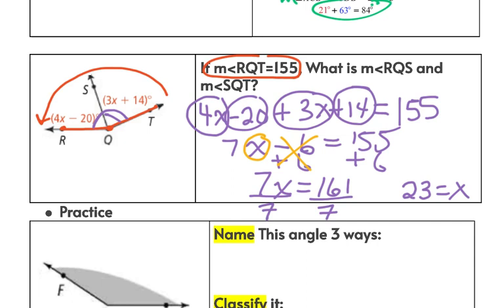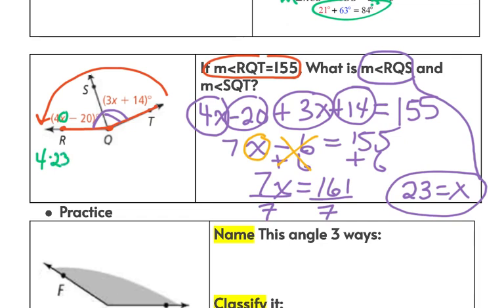Be careful, because if you're doing a Delta Math assignment and you were to enter 23, it's going to give you that red X, because that's not what it asks me for. It asks me for the measures of these other two angles. So my 23 has to go in and replace that X. So I do 4 times 23, which is 92, right? Minus 20, which would be 72 for RQS, 72 degrees.